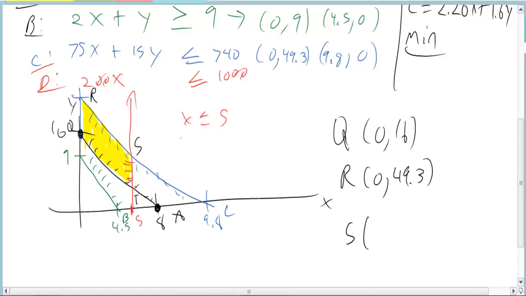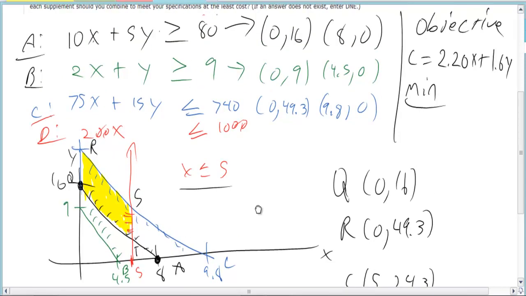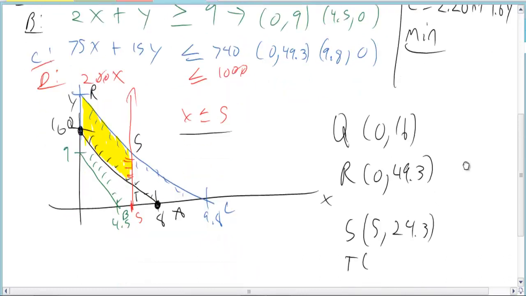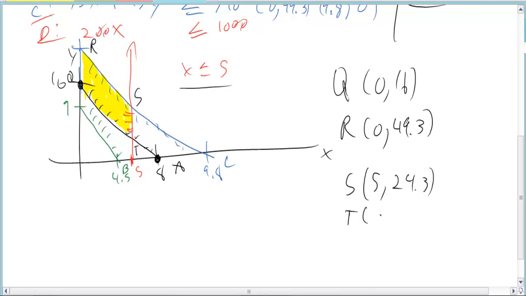The next corner point, S, we don't know, but what we can do is figure this out relatively quickly because we know it has an x value of 5 and it's intersecting with our blue equation. So you just take your blue equation, substitute in 5, and then solve. I got 24, so it's going to be 5 and 24.3. And then T, the same idea. It's just going to be where x is 5, but the black equation is where we're going to substitute it in now. So that would just be 80 take away 50 divided by 5, so that's 6. Okay, so that's going to be 5, 6.